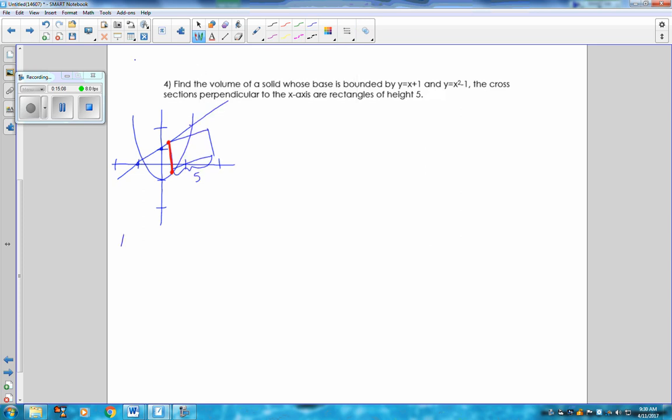Because the area of a rectangle is base times height. And I know the height. Now I need to find the base of it. So how would I find that length?